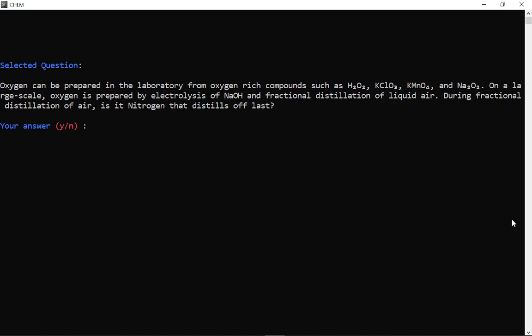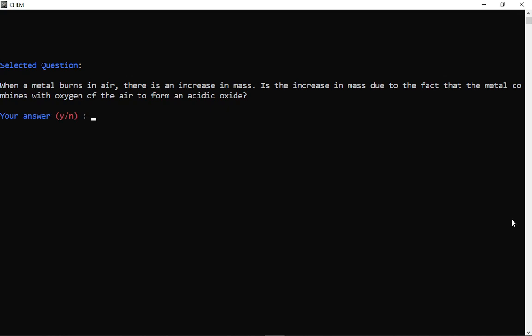When you look at fractional distillation of liquid air, you remember nitrogen is what is actually going to distill off first, because it boils at negative 196 degrees Celsius. That's what I'm assuming. So I'm going for no. I'm a true asset, because it is actually the first that distills off.